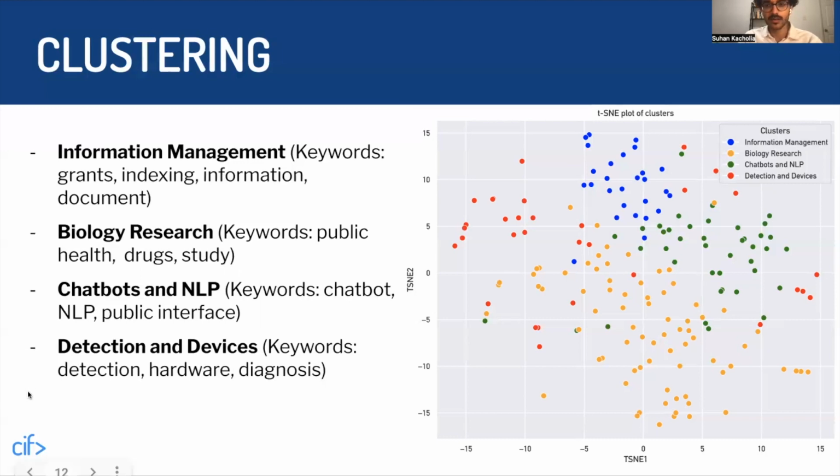And then the last cluster I found was detection and devices. So these were projects that were more hardware focused. One notable project here might be the CDC's project to detect COVID just from coughing into smartphones, or other handheld devices to diagnose various diseases. So these are more actual physical devices that you could use for oftentimes diagnosis, but also other uses.